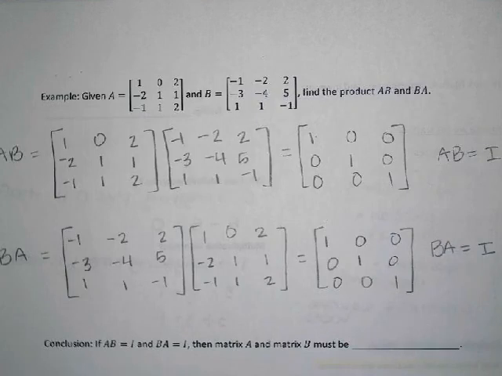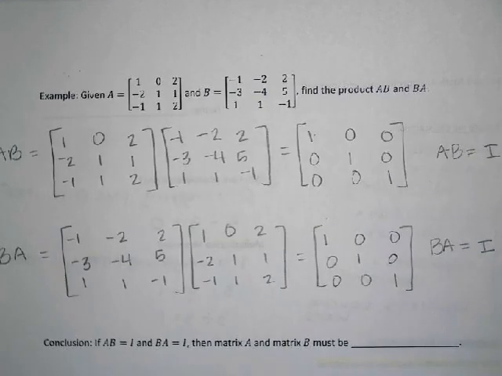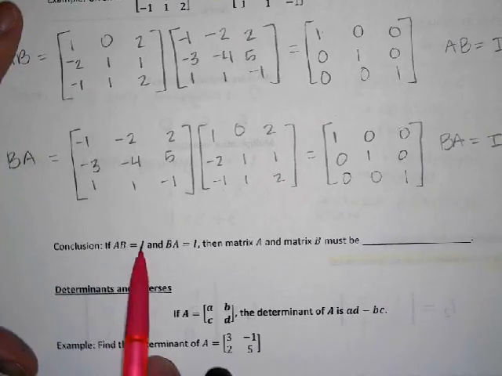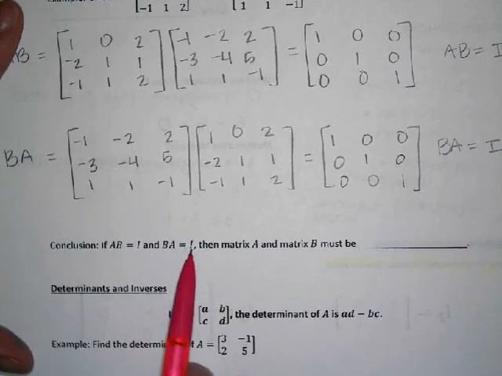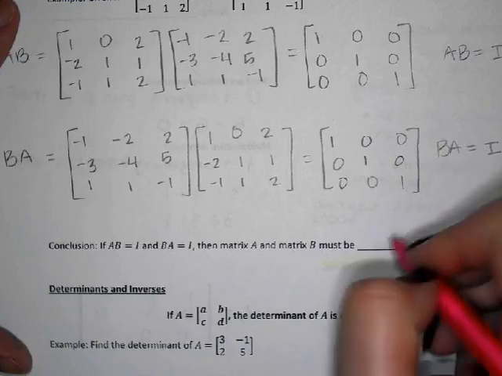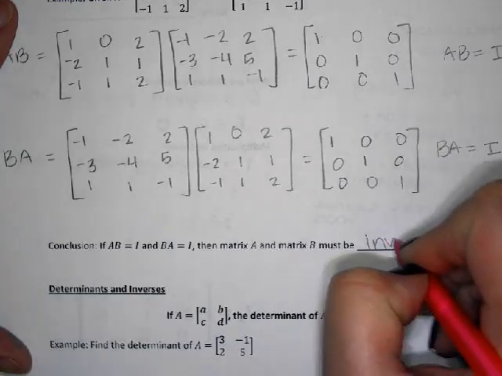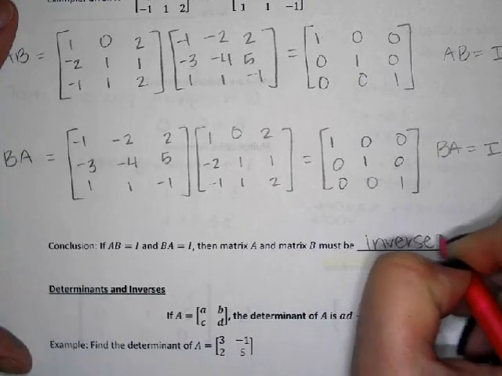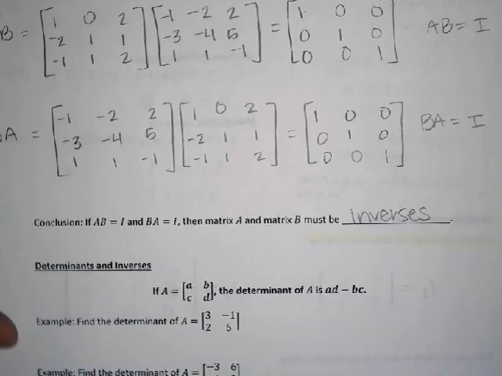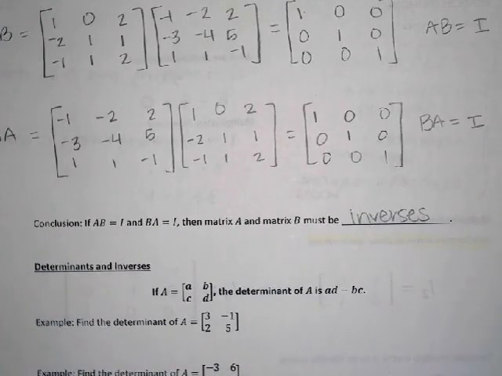So if A times B is the identity and B times A is the identity, then matrix A and matrix B must be inverses. That's how we prove it. And it has to go both ways. You have to prove it in each direction.